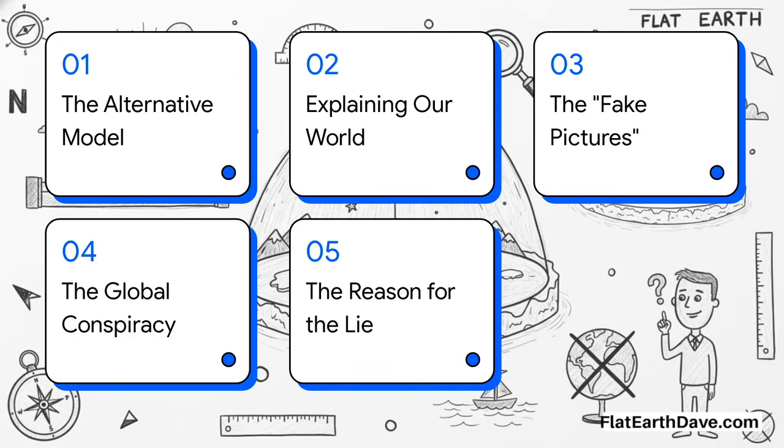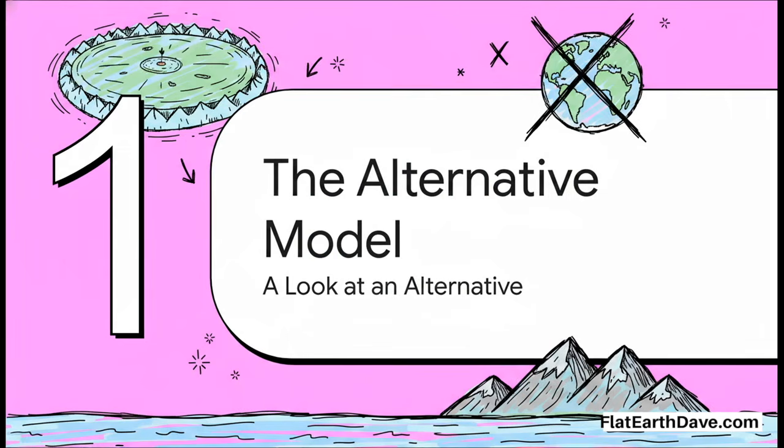To really understand this perspective, we're going to follow their logic step by step. First, we'll look at their alternative model for the Earth. Then we'll see how they explain the world around us, and after that, we'll get into the really big claims about fake pictures, a global conspiracy, and the reason for it all. All right, let's jump right in.